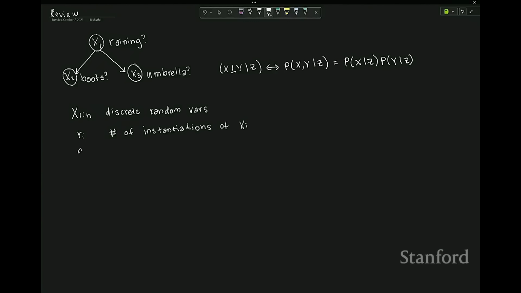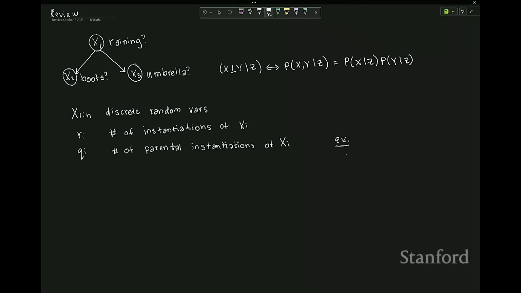Then we have q sub i, and that's going to be the number of parental instantiations of x sub i. And I'll give you another example to show what that means and how we would find that number.